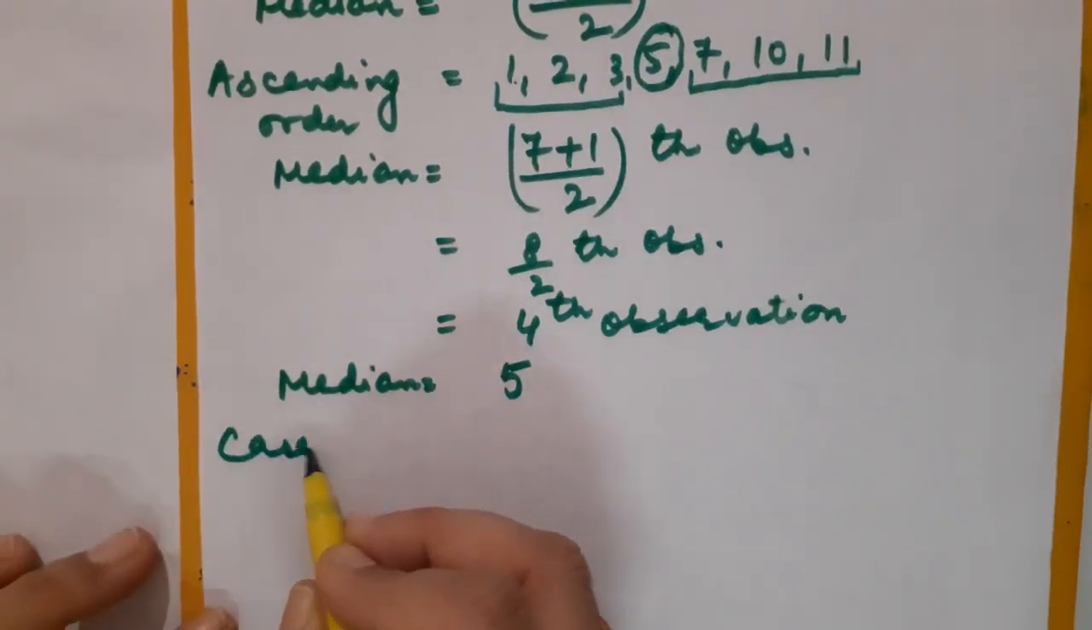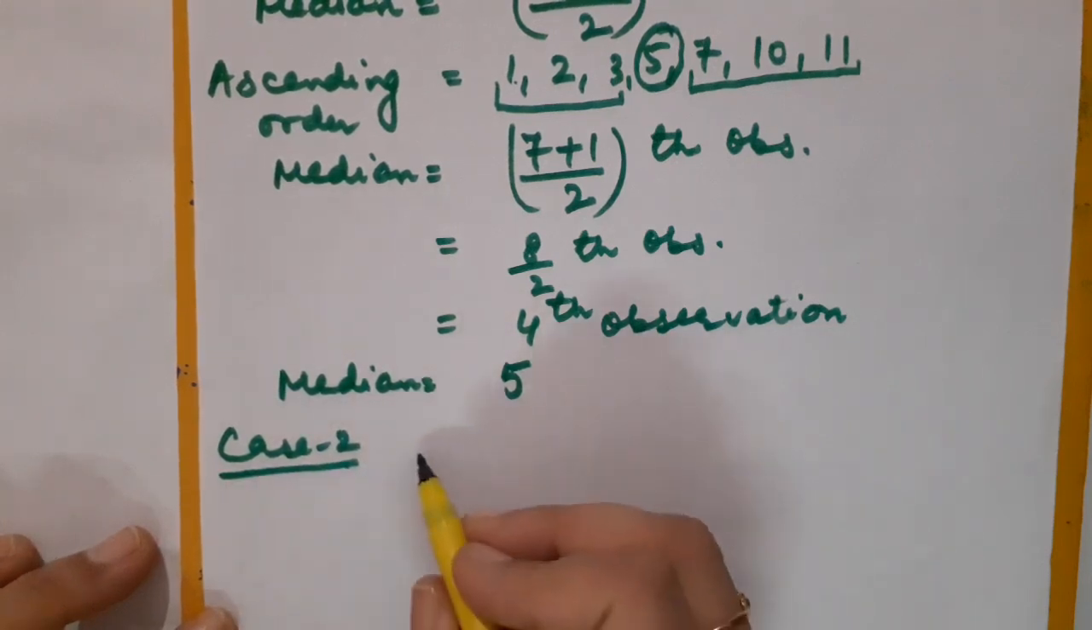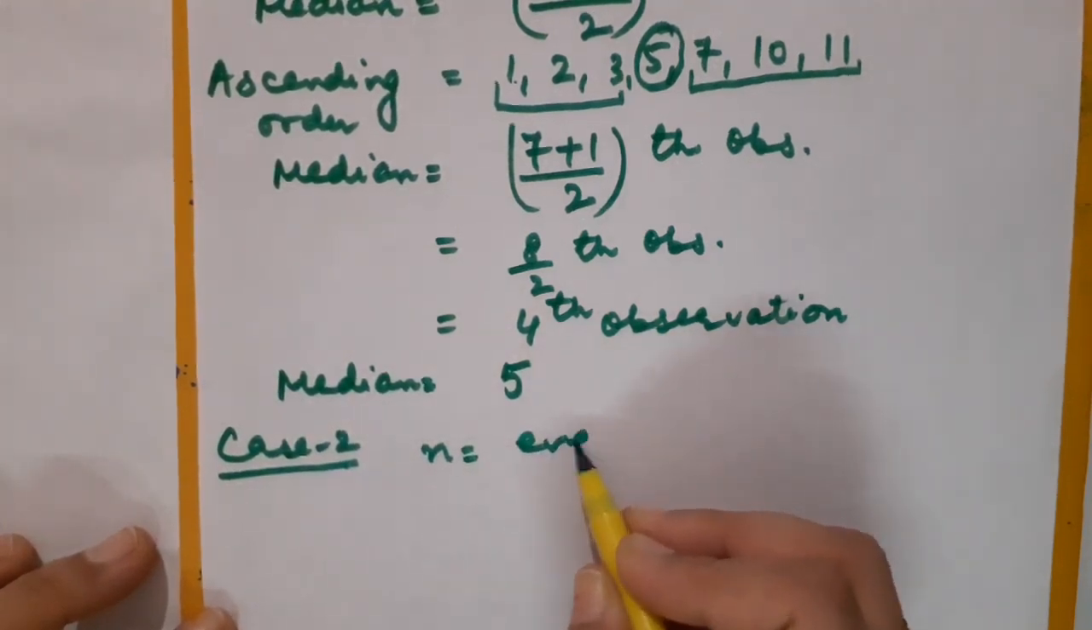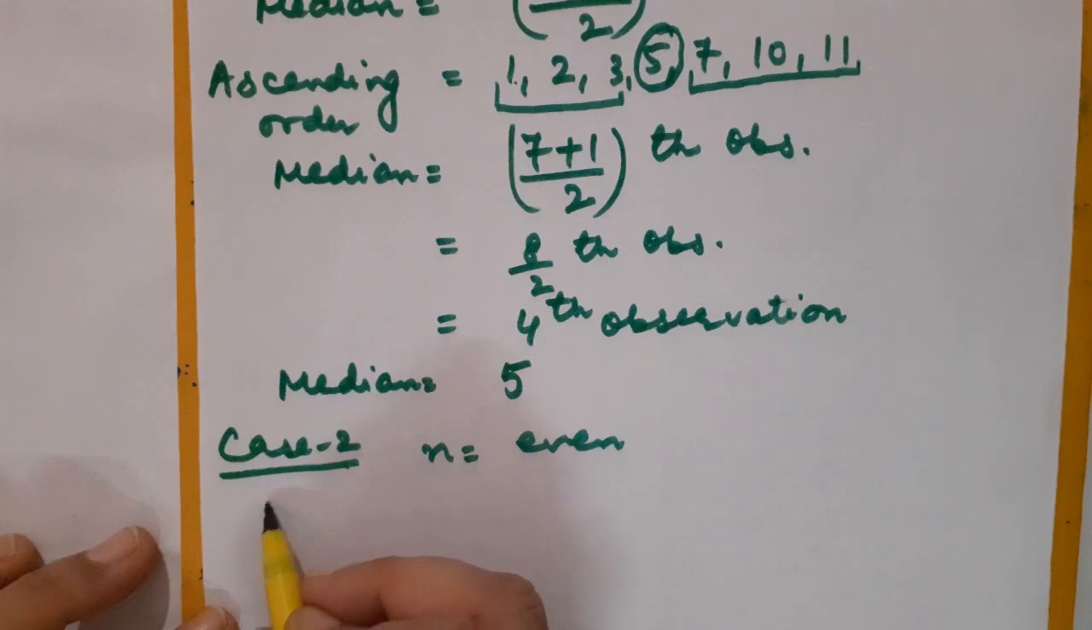Case 2 I am explaining you now. If n is equal to even. So children, for that I am going to take the data.